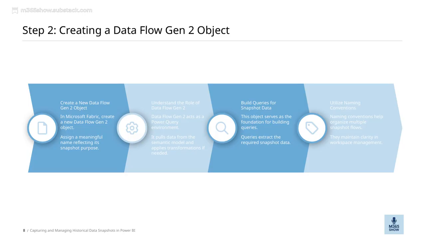Remember, Dataflow Gen 2 functions as a Power Query environment. It allows us to pull data from our semantic model and apply any transformations if necessary. This flexibility is key to ensuring our snapshots are precise and tailored to our analysis needs. Finally, when working in Microsoft Fabric, it's important to create a new Dataflow Gen 2 object and give it a meaningful name that clearly reflects its purpose, specifically, its role in capturing snapshots. This clarity helps keep our workflow smooth and manageable as our projects grow.